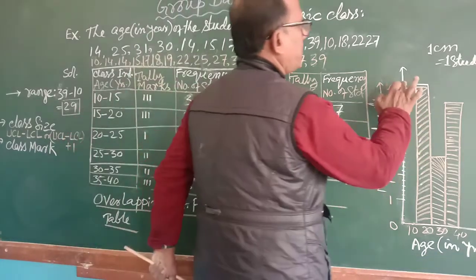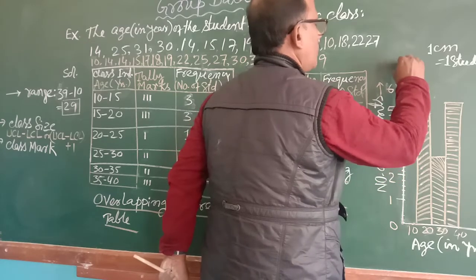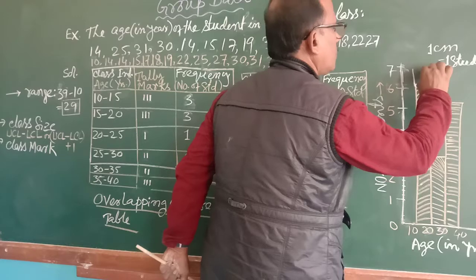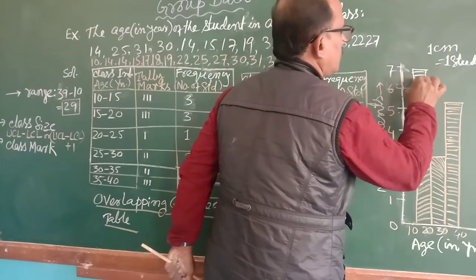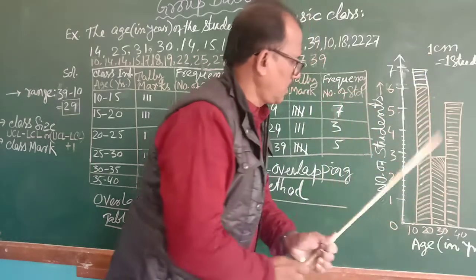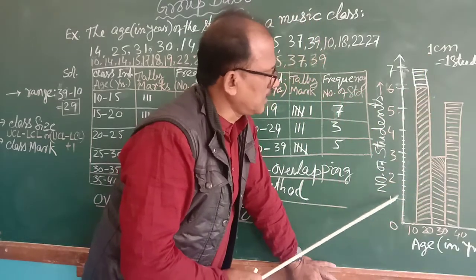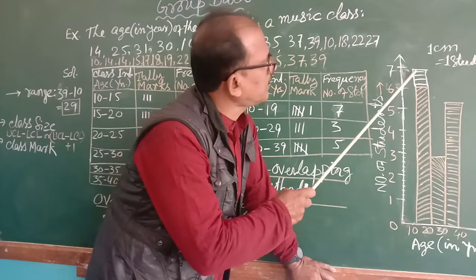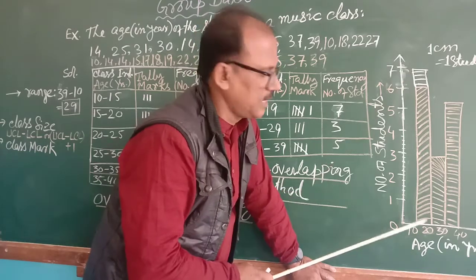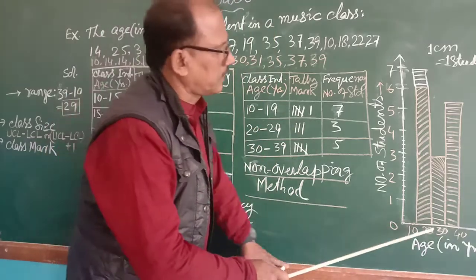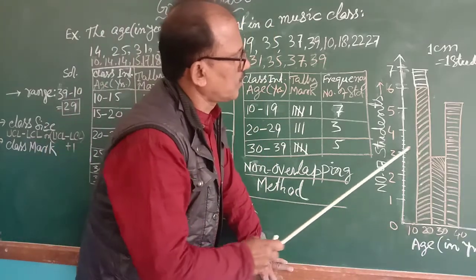So 7 students means it will go up to here. You don't understand, because 1 centimeter is 1 student. Then for 10, how many students are there? 7 students. Then 20, and in the next group, 30 students, up to 3 it has gone.